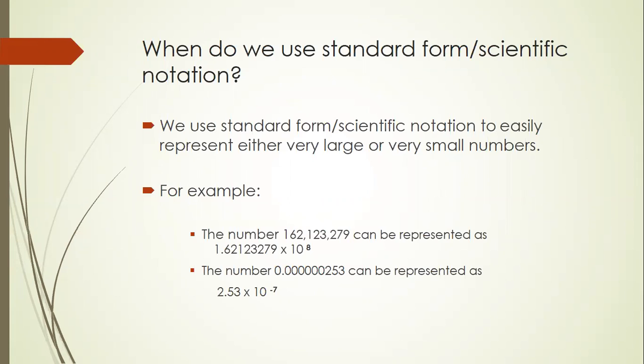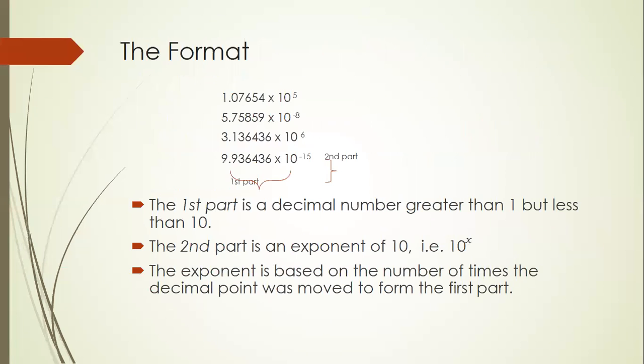If we were to represent this number using scientific notation or standard form, this would be represented as 1.62123279 by 10 to the power of 8. Similarly, if we were to represent this very small number here, 0.00000253, we would represent this in scientific notation as 2.53 multiplied by 10 to the power of minus 7.